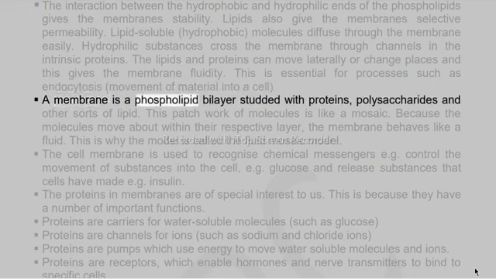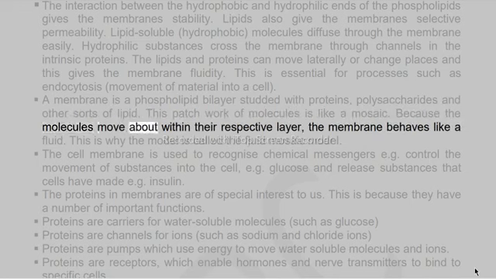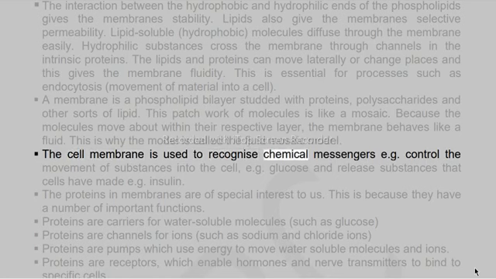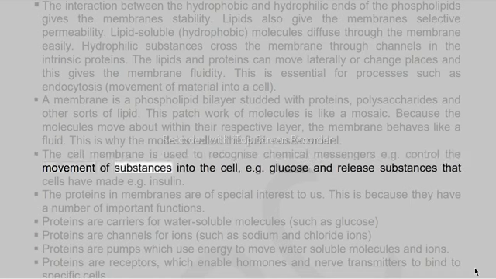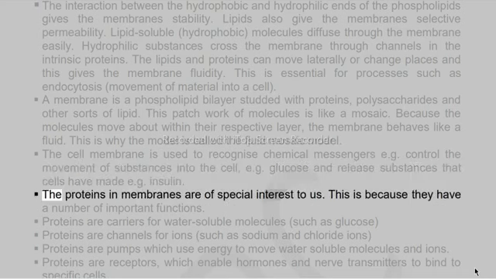A membrane is a phospholipid bilayer studded with proteins, polysaccharides and other sorts of lipid. This patchwork of molecules is like a mosaic. Because the molecules move about within their respective layer, the membrane behaves like a fluid. This is why the model is called the fluid mosaic model. The cell membrane is used to recognize chemical messengers, control the movement of substances into the cell, e.g. glucose, and release substances that cells have made, e.g. insulin.